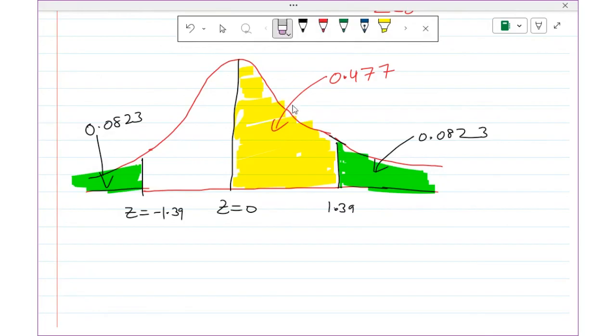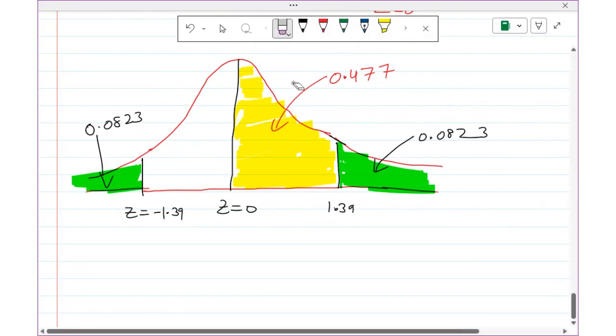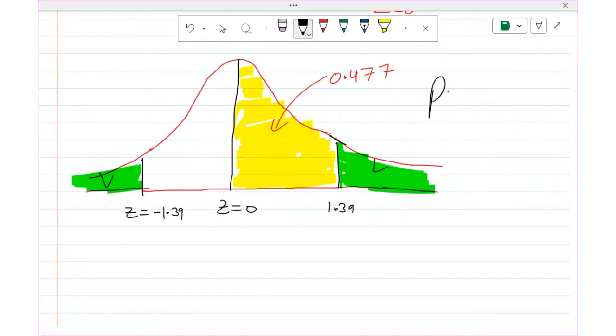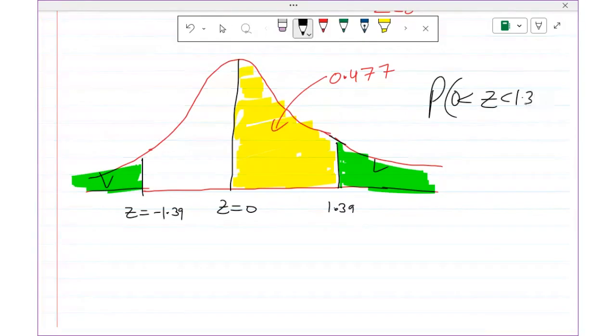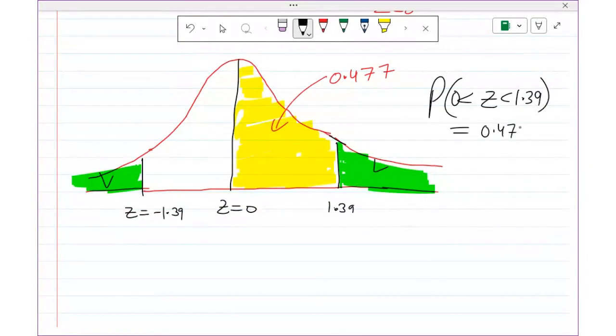So now, suppose you don't know this, and you have to find this left side area. What logic will you use, students? You have to find the left side, and in the exam you are given the area between 0 and 1.39. That area is 0.477. You understand? Area means probability, because area means integration means probability.